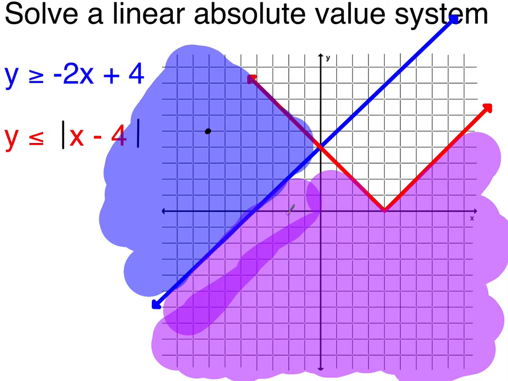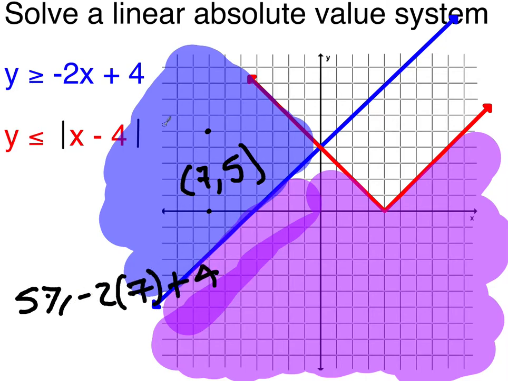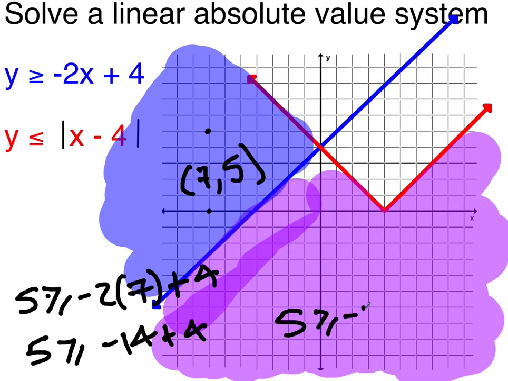This is the point 1, 2, 3, 4, 5, 6, 7. So we're at the point 7, 1, 2, 3, 4, 5. 7, 5 should be a solution to both of them. So make sure you actually check your work. Is 5 greater than or equal to negative 2 times 7 plus 4? I'm plugging that into this top equation. Is 5 greater than or equal to negative 14 plus 4? Is 5 greater than or equal to negative 10? Yes, it is. So it works for the top equation.